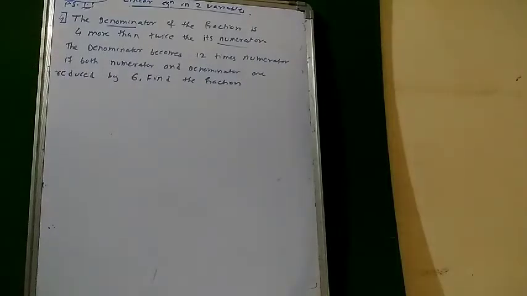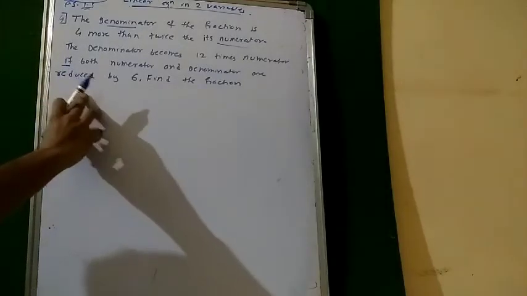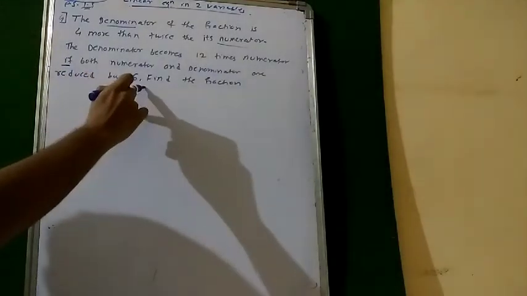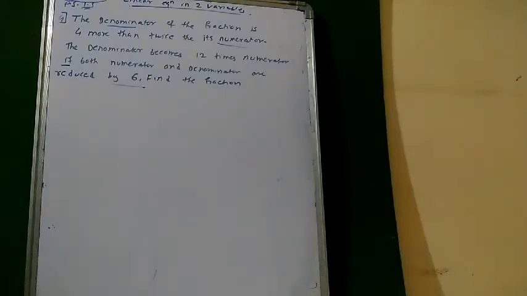The denominator becomes 12 times the numerator if, this is the important part, if both the numerator and denominator are reduced by 6. If and only if they are reduced by 6, then the denominator will be 12 times the numerator. Okay, so keep in mind, this part is very much important. We'll frame the equations first.